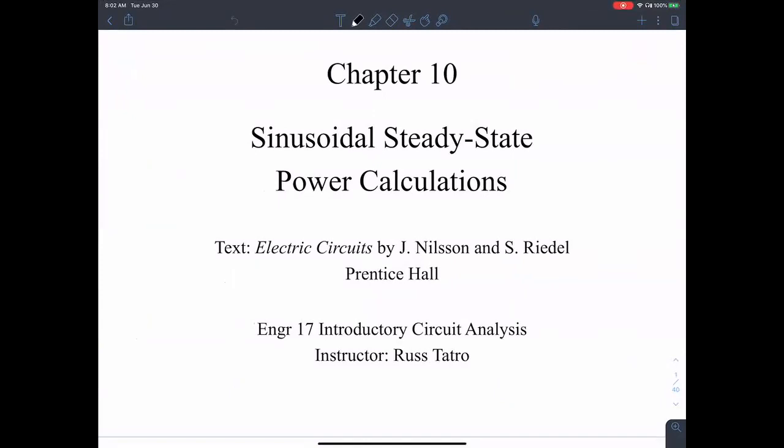Today we are going to talk about sinusoidal steady state power calculations. This is the last chapter that we wanted to cover.